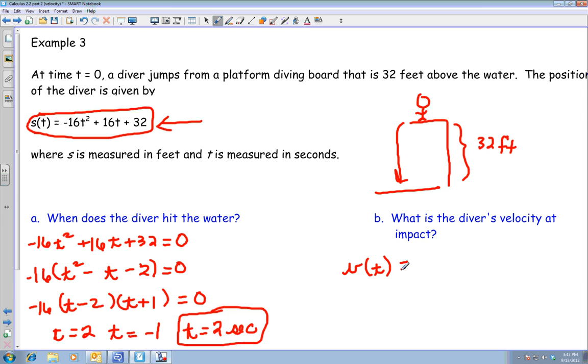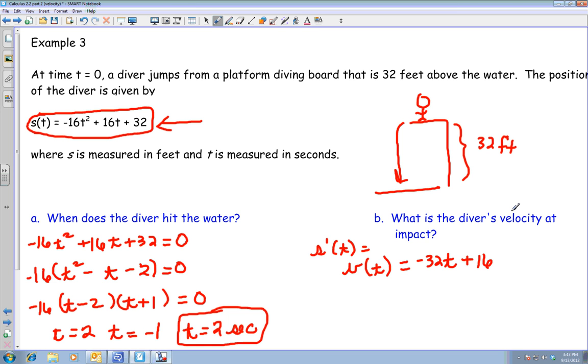So my velocity equals, I'm finding the derivative of this using the power rule. Bring down my 2. Negative 32t, subtract 1 from your exponent. The derivative of 16t is 16. The derivative of 32, since it's a constant, is 0. So this is now my velocity equation. And I got that by finding the derivative of my position.